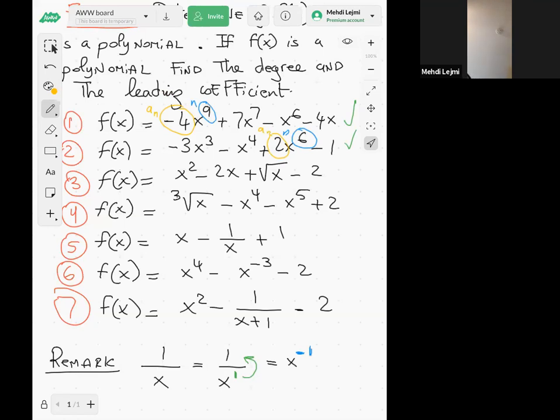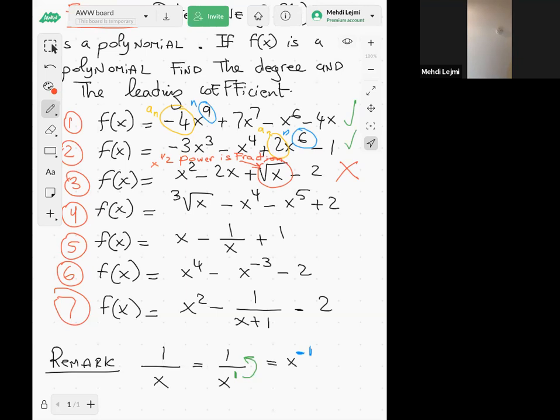Number 3. Well, number 3, you have square root of x, and square root of x is x to the power half, right? And half is a fraction. So the power here is actually a fraction because it's the square root of x. So it's x to the power half, right? So number 3 is not a polynomial.